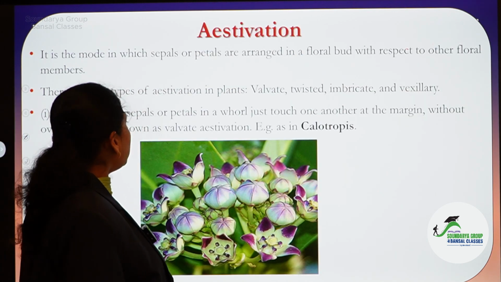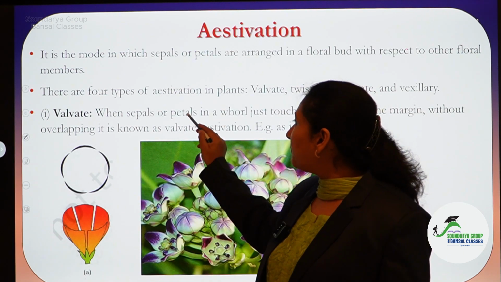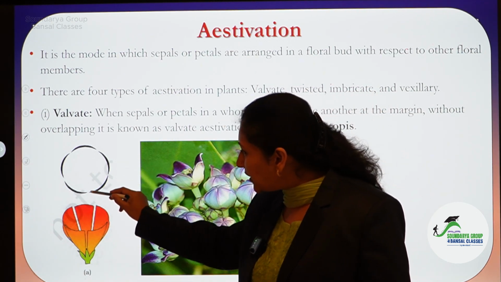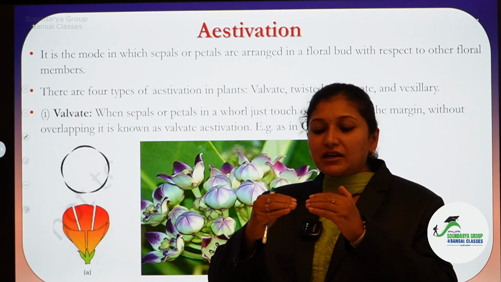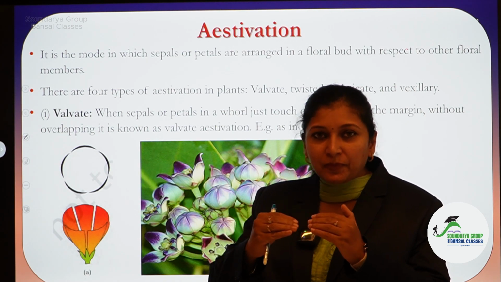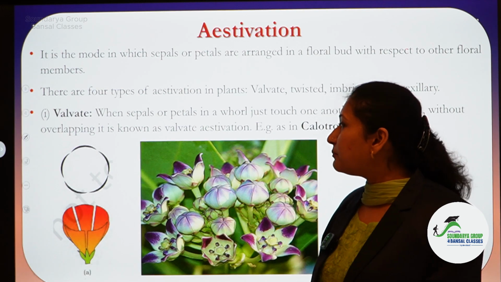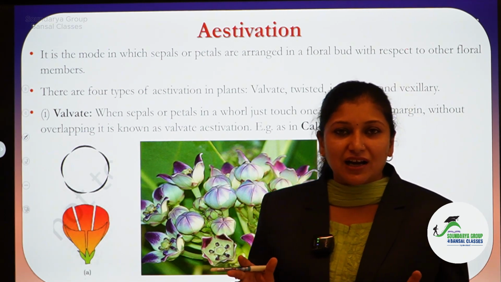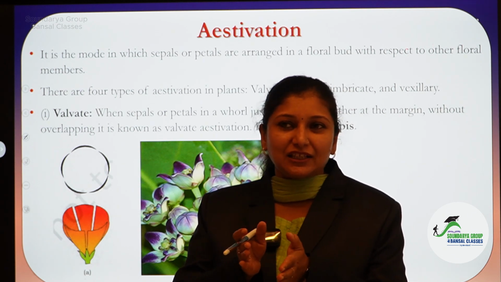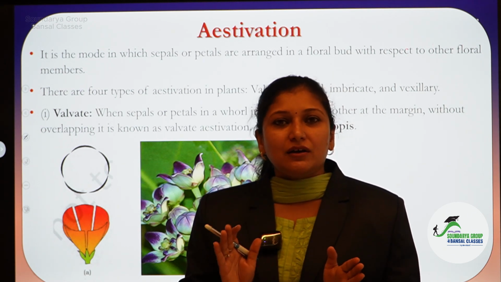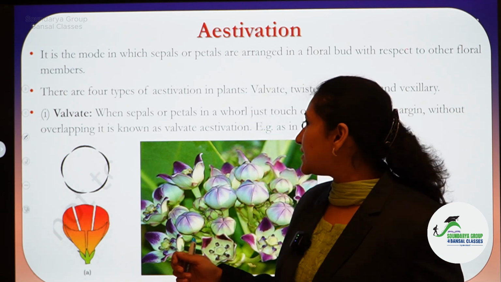Then next is estivation. What is estivation? How the calyx and corolla, or petals and sepals, are arranged. As I told you, if you have 3 or 5 petals, and only the margins are touching each other, this type of estivation is known as valvate estivation. If you have a 5-seater car in which only 5 members are sitting, you can only touch each other. Only margins can be touched to each other; that is known as valvate estivation.